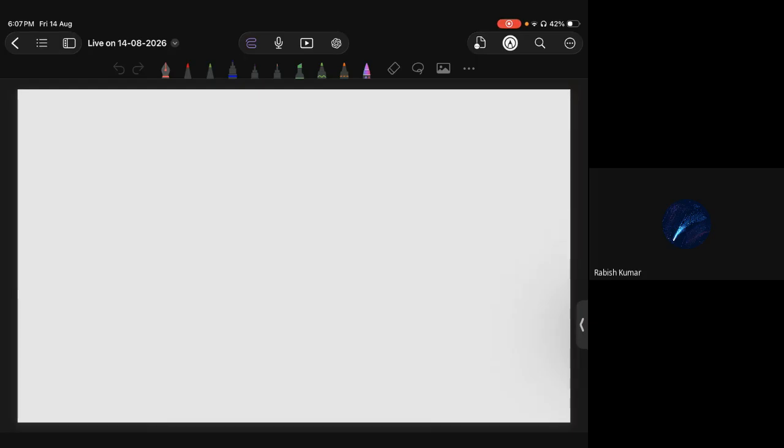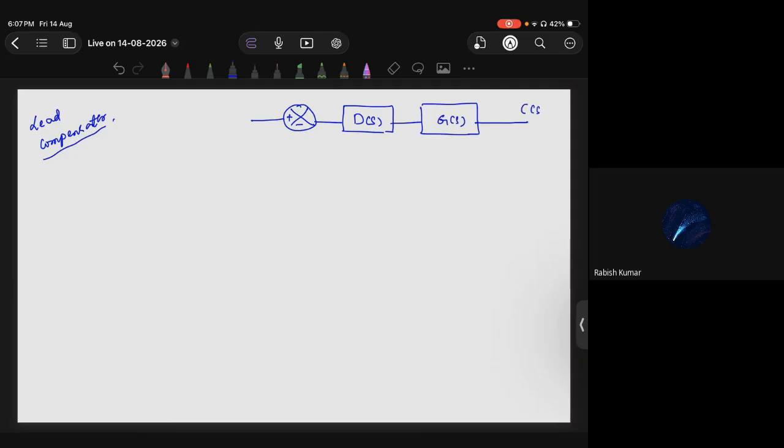I'll quickly discuss one design problem also, particularly the lead compensator using the Bode plot. We have the closed loop control system. We have D of S, which is the compensator or controller. Then we have G of S, and the output is C of S. We have a unity feedback system, and then we have the reference signal R of S.